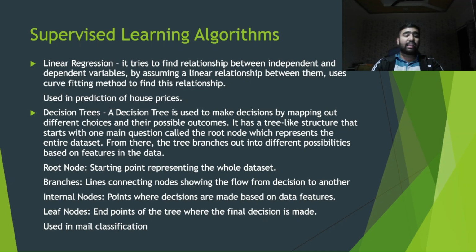feature. And then the nodes which are at the last are called leaf nodes, which are the endpoints which particularly denote a decision or prediction which is finally made by using the decision tree. Decision tree is used in mail classification systems, where we can classify mail as spam, non-spam, or a bill, or if it is some important information. So we can use decision tree in that system.